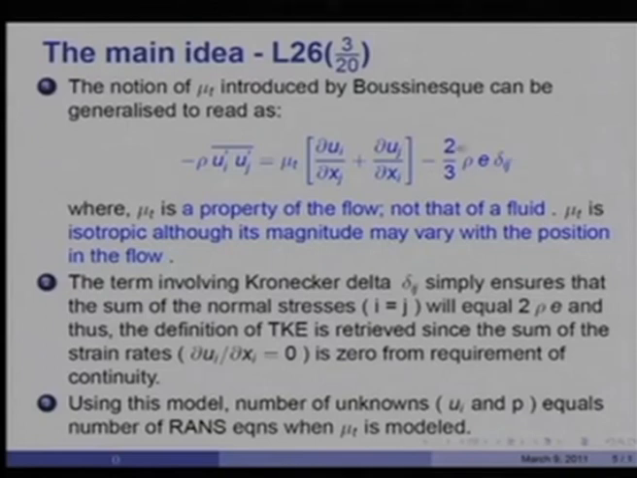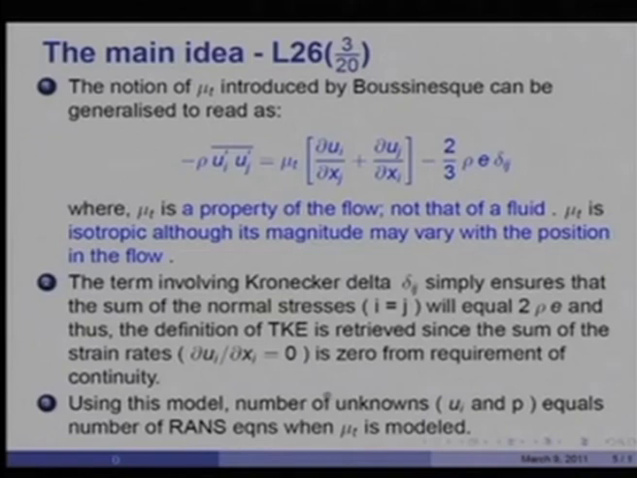The term involving Kronecker delta is necessary in turbulent modeling, because the sum of the normal stresses when i is equal to j, remember du_i/dx_i and this will be also du_i/dx_i, so this will become 2 mu du_i/dx_i, but that is equal to 0 in an incompressible flow, and therefore we are left with minus rho u_i' squared equal to that quantity, which means it should equal 2 rho e, and that is why that quantity is included in the equations, just to make sure that the kinetic energy is balanced in this representation of a stress and strain relationship.